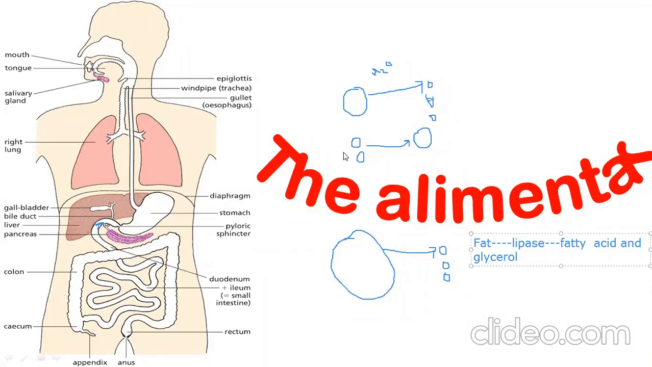Actually, your question is about digestion of fat, whether it's the pancreas or the liver. No, it's not going to the liver. The liver produces only bile, and bile goes to the gallbladder, and from the gallbladder that bile will come and act on fats. Here the fats will convert into fatty acid and glycerol with the help of bile and the lipase enzyme.